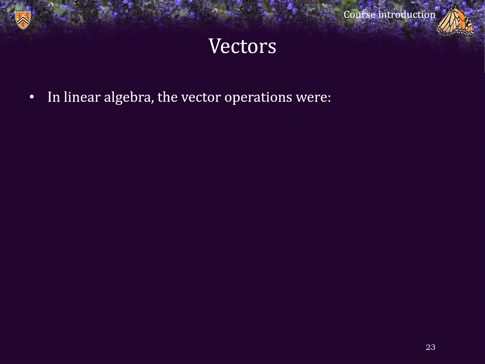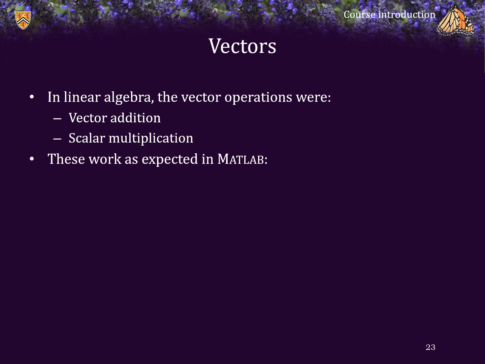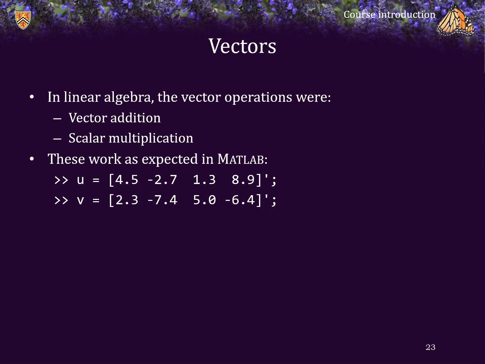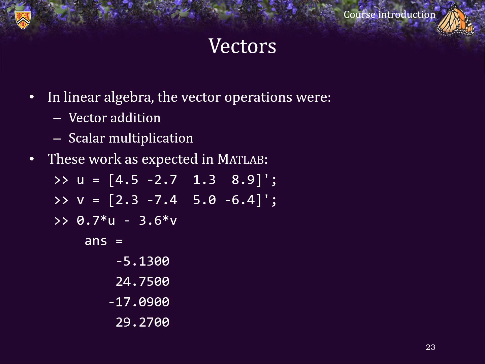Now, in linear algebra, you will remember that the vector space operations were vector addition and scalar multiplication. Well, these work as expected in Matlab. So here I have assigned U a four-dimensional column vector, and here V is also assigned a four-dimensional column vector. The dimensions must agree, as must their orientation, which is why you should always be using column vectors anyway. So if we now calculate the linear combination of the vectors u and v, 0.7u minus 3.6v, Matlab happily calculates this result for us.